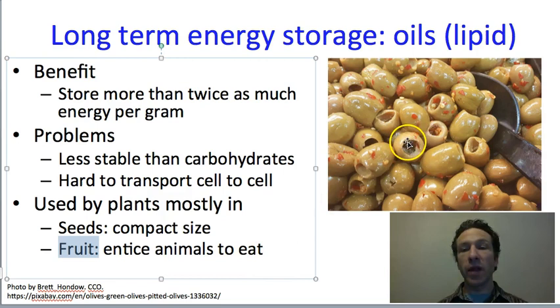Now, a plant wants the animal to eat the fruit because there's a seed associated with the fruit. Of course, they're missing here because we have removed them from olives. But if an animal were to eat the olive with the seed in it, then the hope of the plant is that the animal will digest the fruit, but the animal will defecate out the seed, which will then allow the seed to start growing in some new location.